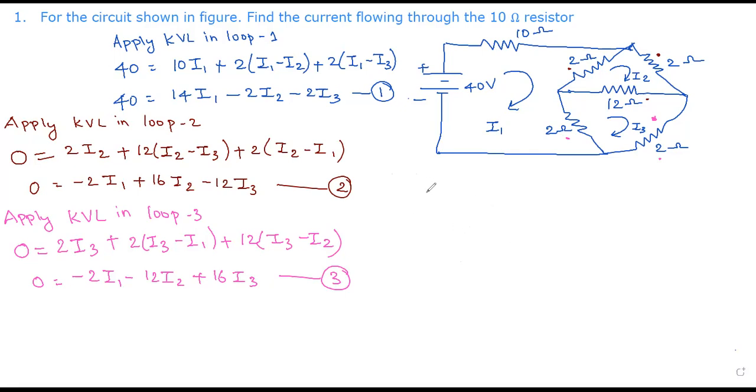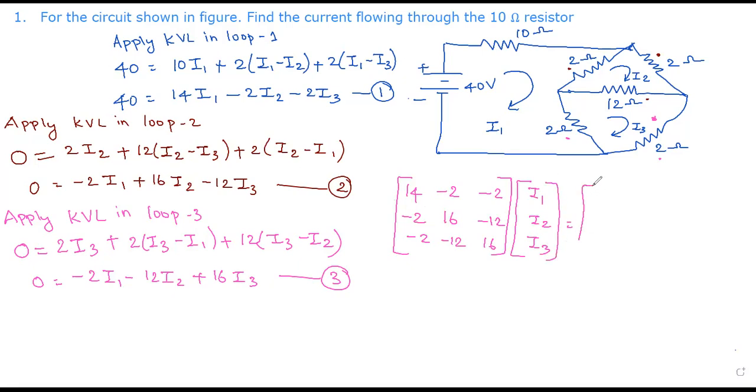For this problem, what is the general equation? It is 14, minus 2, minus 2; again here, minus 2, 16, minus 12; again here, minus 2, minus 12, plus 16. Then I1, I2, I3 is equal to 40, 0, 0. Right, so this is your equation.